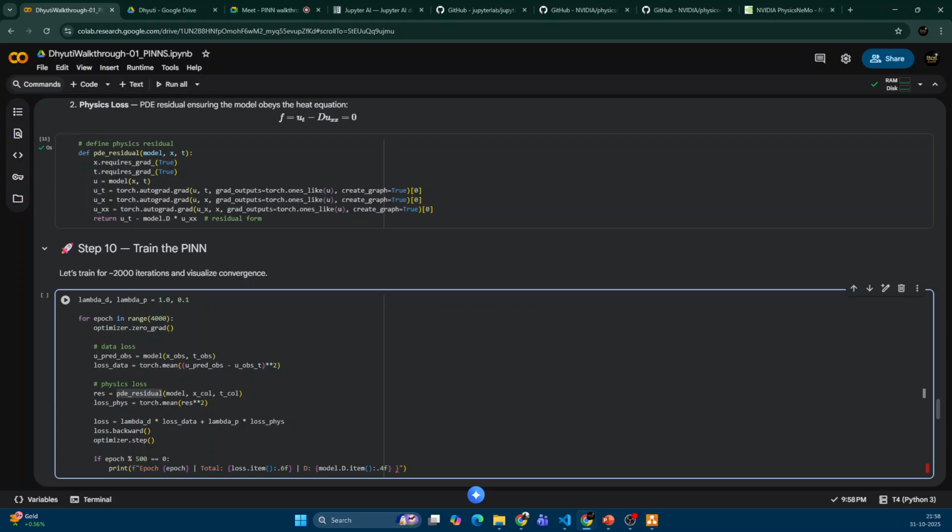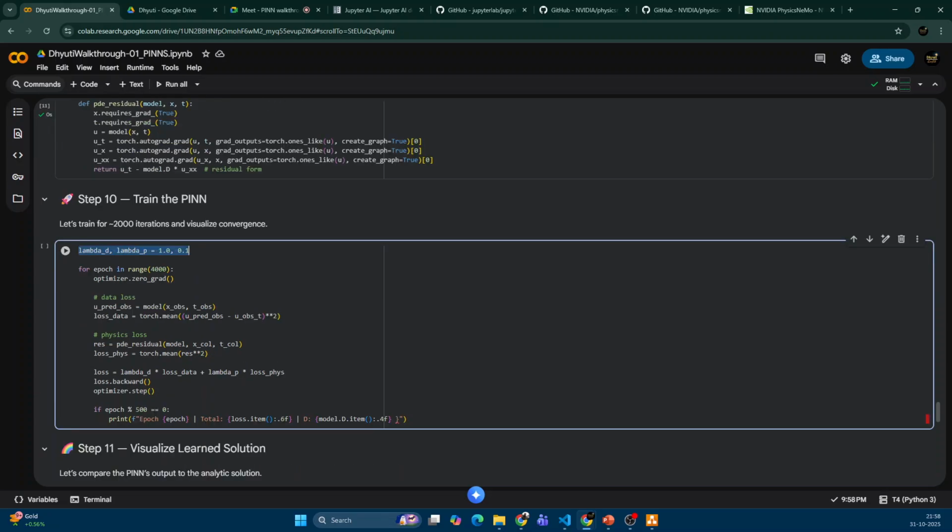Generally this loss weighting helps because you're trying to balance the contributions of both these loss components. It is generally advised that you relax the physics loss weight as compared to your data loss. And after this you do a backward pass, then you step your optimizer, and you do this for some n number of epochs.